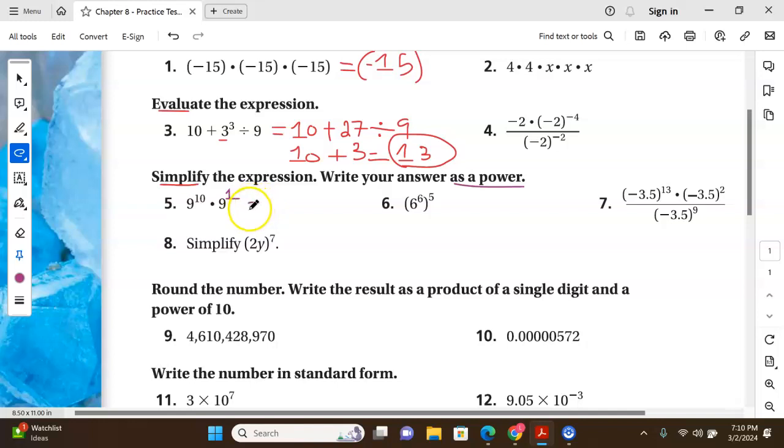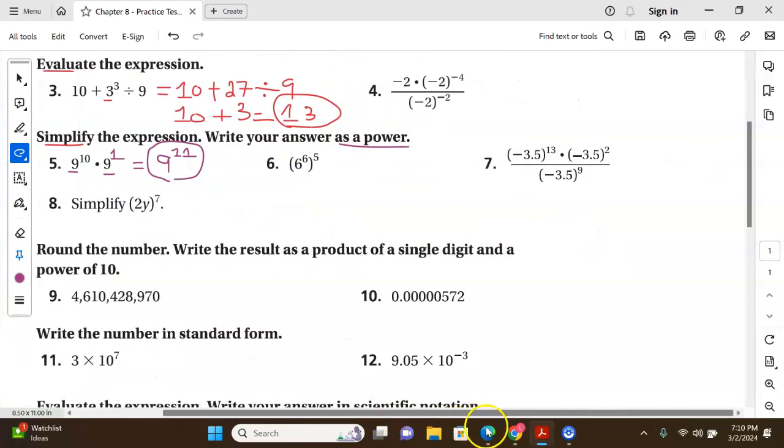Okay, let's go to the rule. Let's open up your notebook. Go back to the rules, or the exponent rules, or the property that we talked about. Same base, when you multiply, you add the exponents. So you take 10 plus 1, which gives you 11. So that is the answer to number 5. Okay, so far, so good.